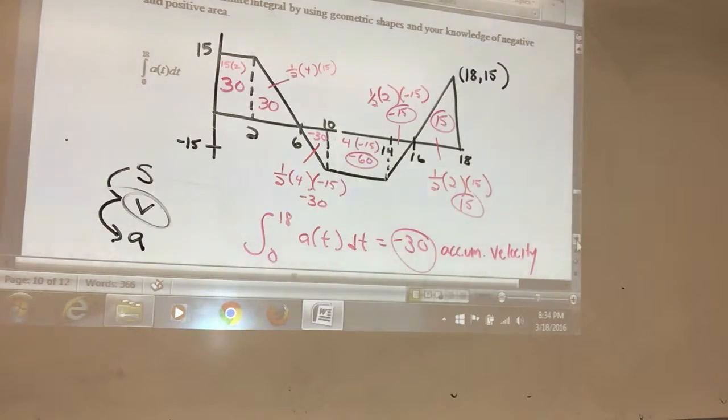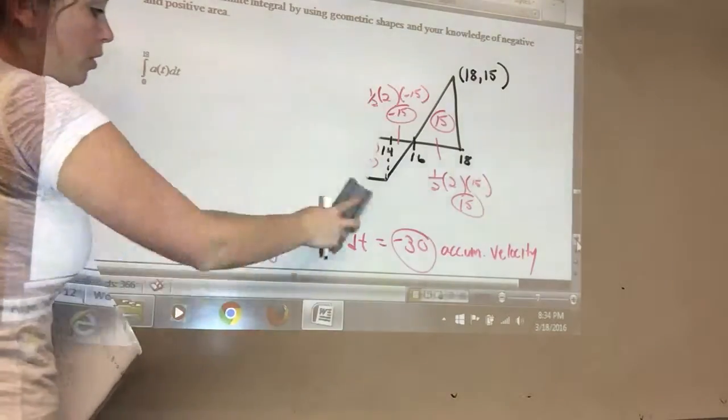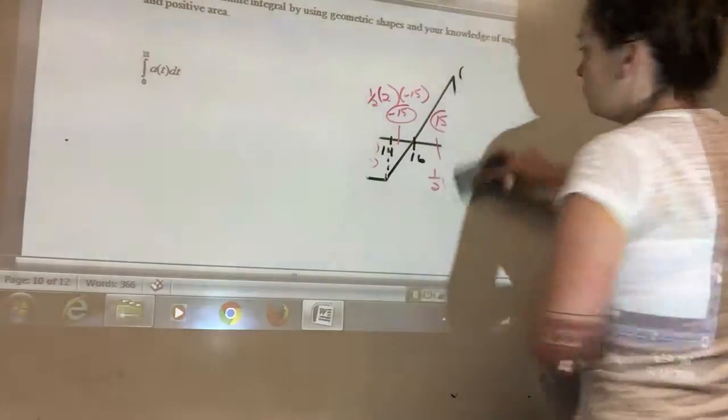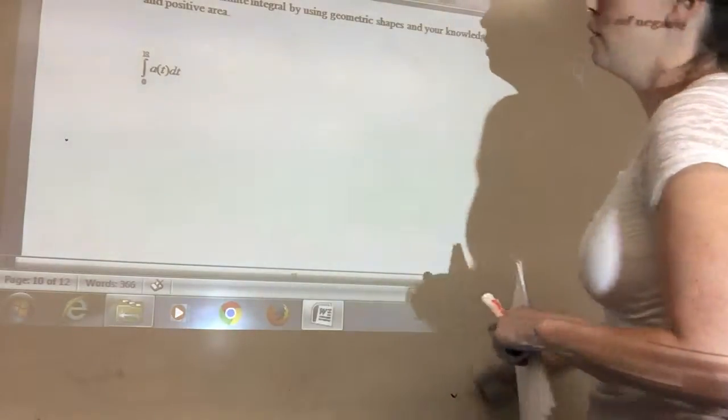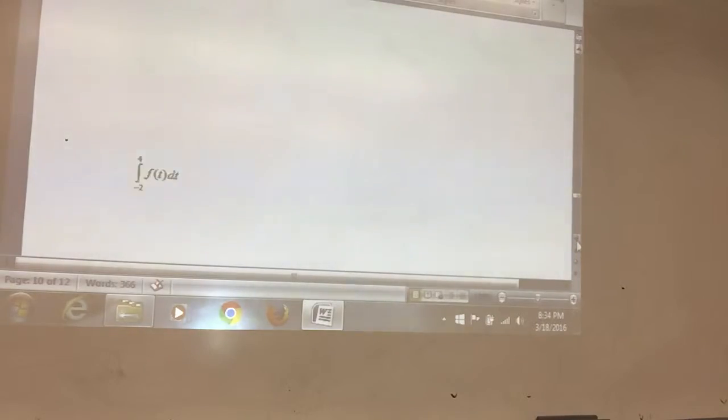Again, it's going to be a similar situation here where I want to have you go through, break up the figure into different portions that you can find areas to, and then we will check back to see if we agree with our answer. Okay, so hang in there. We are almost finished this lesson.